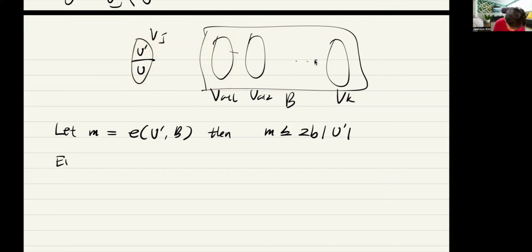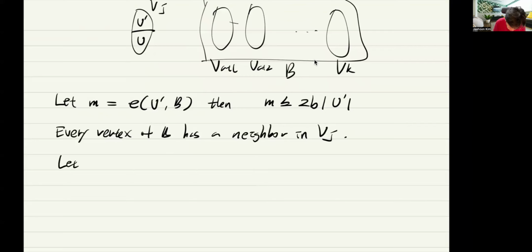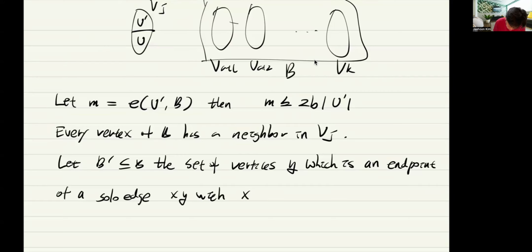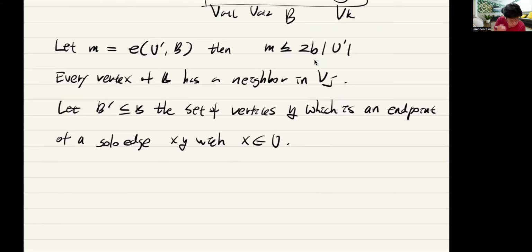So we know that every vertex in B has a neighbor in Bj. Like B prime, which is a subset of B, is the set of vertices Y which is an endpoint of a solo edge xy with some x in U. Then what do we know?